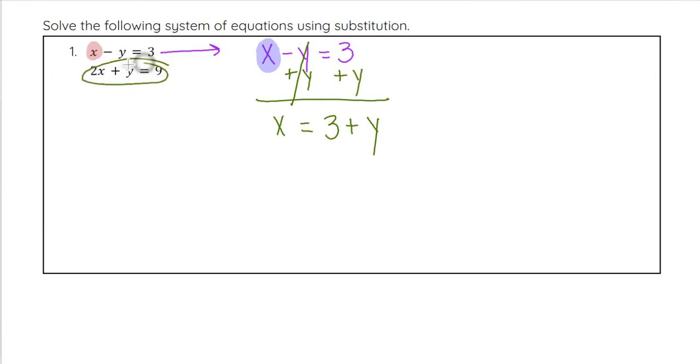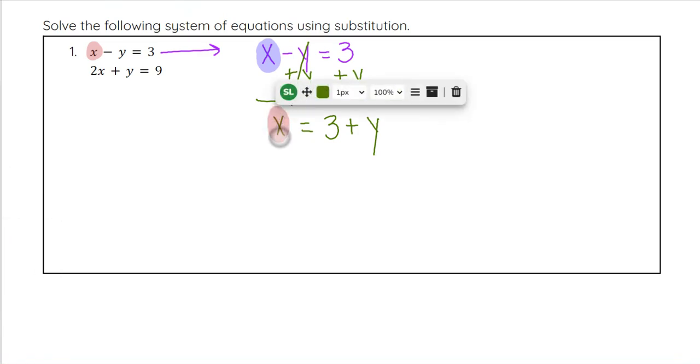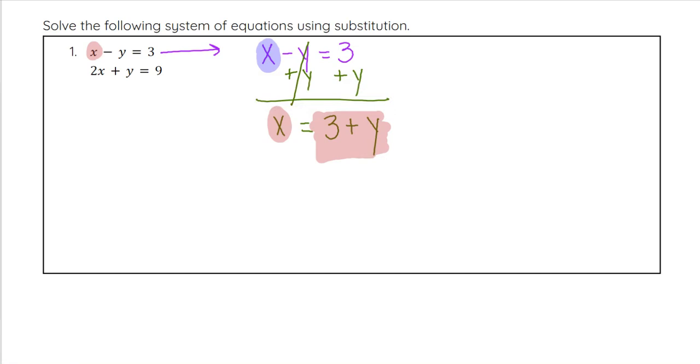Now I have this equation, which is the first one just rearranged, with x fully by itself, so I can use the substitution method. X is set equal to 3 plus y. What that means is those are equivalent values. Whatever x is, 3 plus y represents the same amount as x.